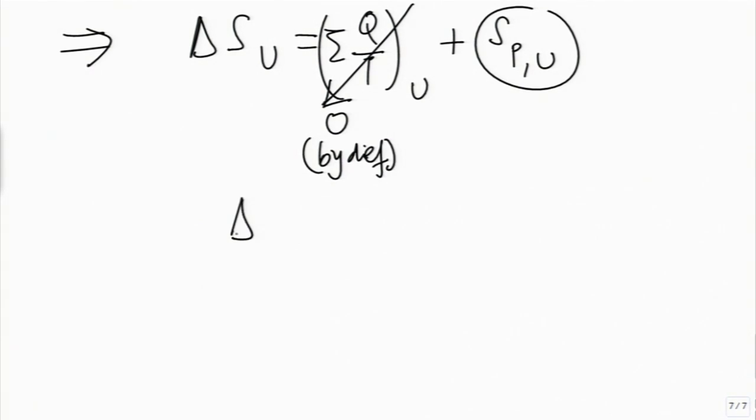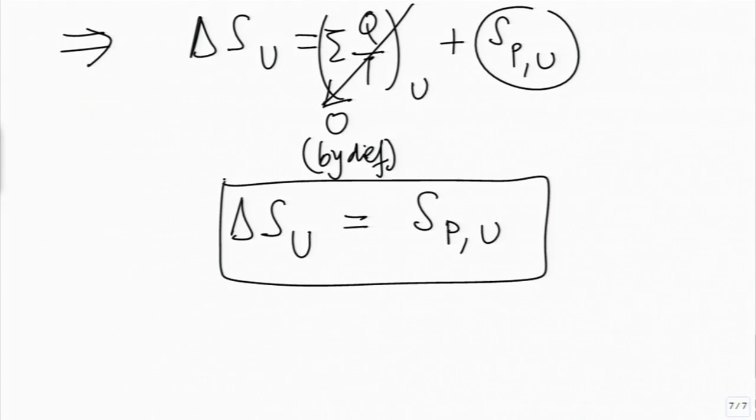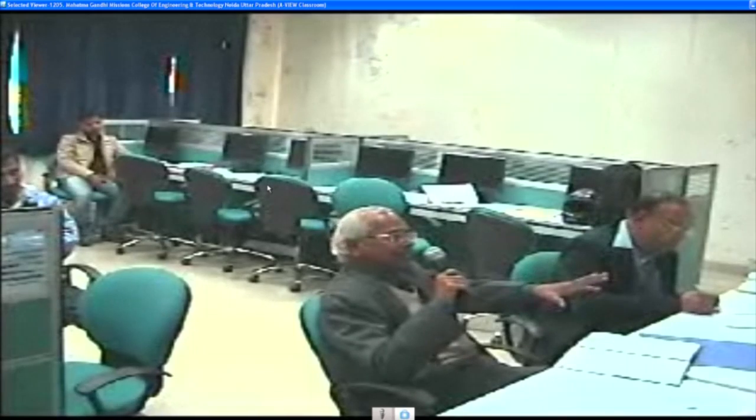So it simply means that the change in entropy of the universe, the adiabatic system, is nothing but the entropy produced in that universe. This is always true. If all the processes inside the universe are reversible, then, since the universe by definition is adiabatic, the universe will not produce any entropy. Delta S of the universe will be 0. Thank you.